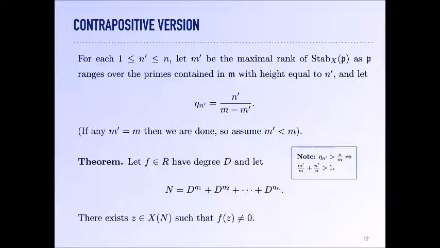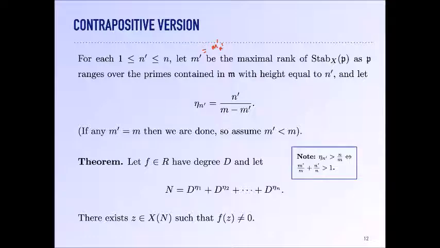So now we're going to turn this around and do the contrapositive version of this. For each n prime between 1 and n, let m prime, which really depends on n prime, be the maximal rank of the stabilizers as p ranges over all primes contained in the maximal ideal associated to the point 1, 1, 1, 1, 1, with height equal to n prime. I don't want to clutter the notation.